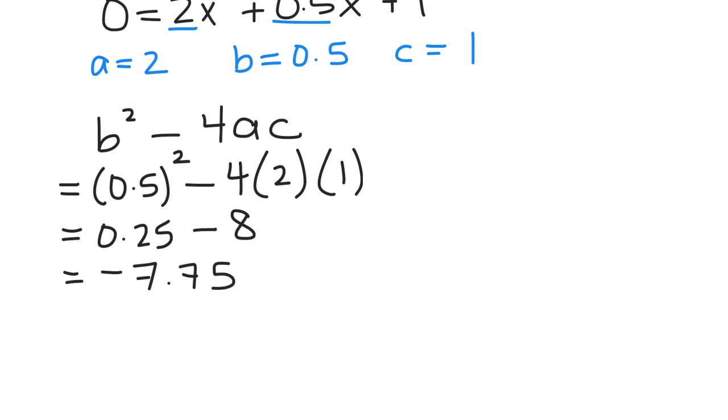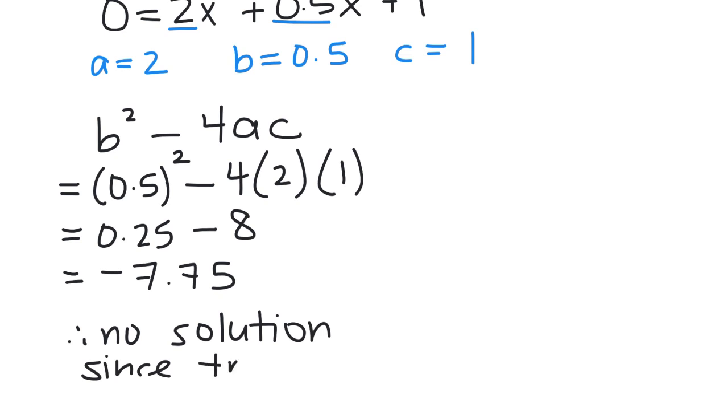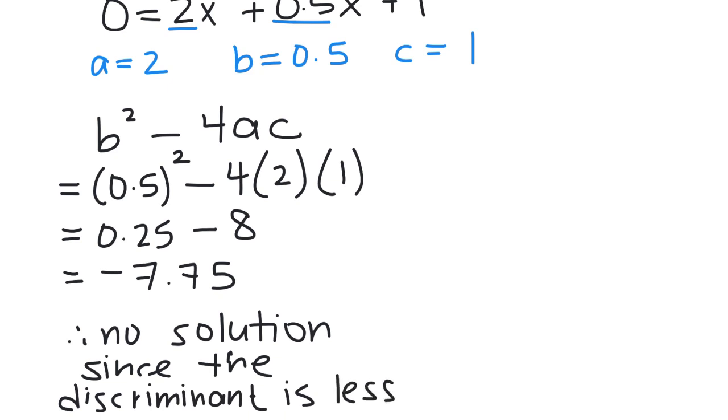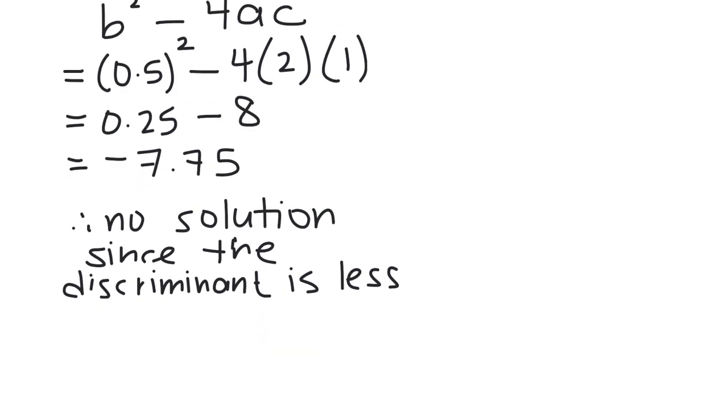Okay, so I'm going to say, therefore, no, that's not how we spell no. No solution since the discriminant is less than 0.